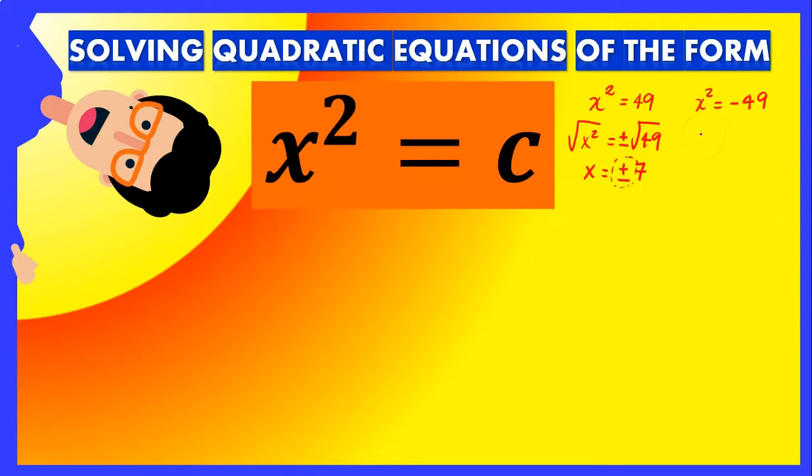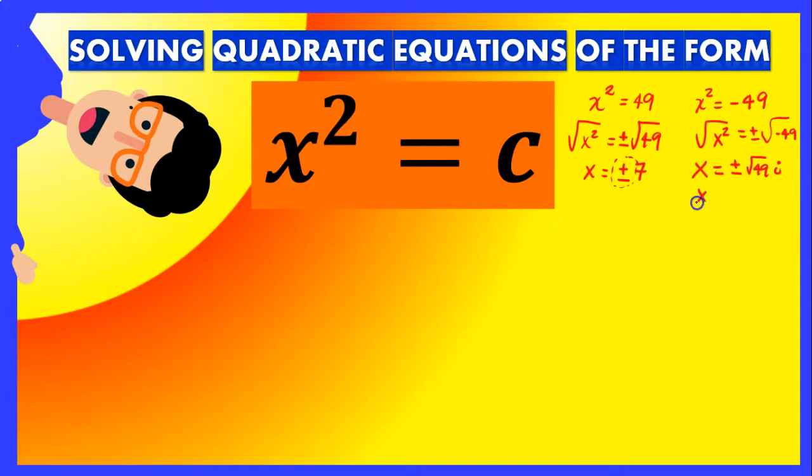Then again, we have the square root of x to the power of 2 is equal to plus or minus the square root of minus 49. Now, before, we usually saw that the square root of a negative number had no real solution. But now we're going to be talking about imaginary solutions. So whenever we have this, we're going to write plus or minus, and then the square root of minus 49 is going to be expressed as the square root of 49 times i, because i is going to be the square root of minus 1.